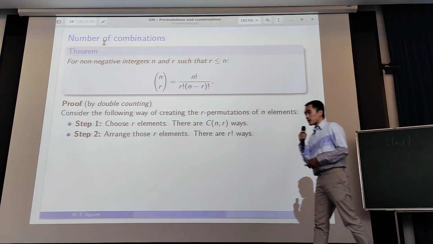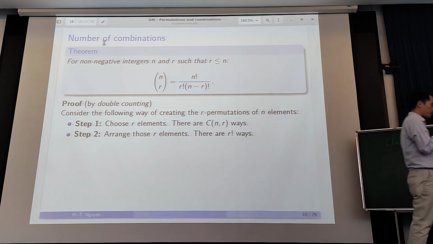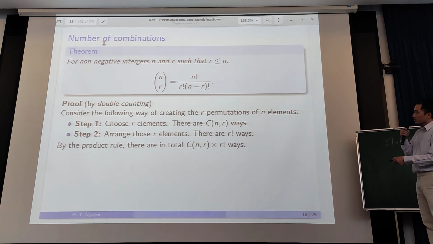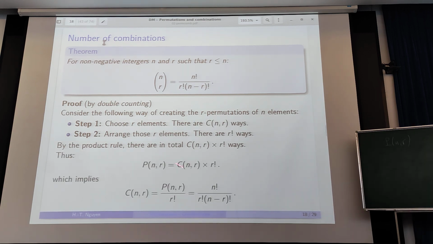So this is a sequential procedure. We apply the product rule, and we get the number of ways to do the first step times the number of ways to do the second step. We get this term. So if we use this process to count the r permutations of n elements, then we get this result. But of course, it must be equal to the number of r permutations that we have already counted.